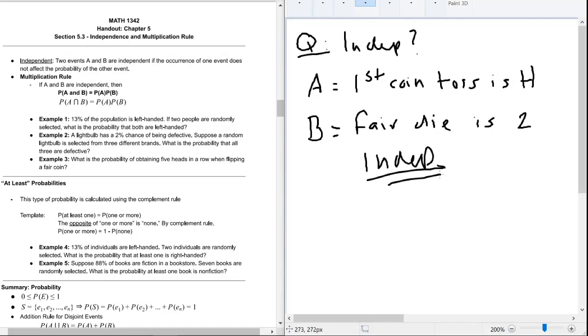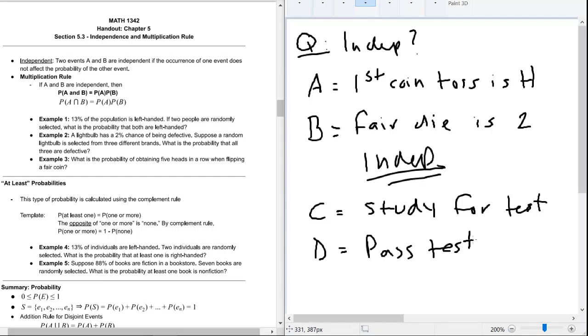But then think about these two events here. Let's say C is the event study for test, and event D is pass the test. The question is, are these two events independent? And the answer is no, because one event occurring does change the probability of the other occurring. So if we study for the test, our probability of passing the test increases. If we don't study for the test, then the probability of passing the test decreases. Notice how it's changing the probability for the other event. These two events are called dependent. So that's what independence means.